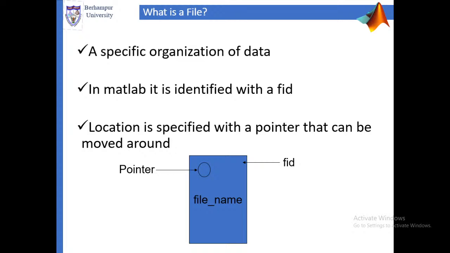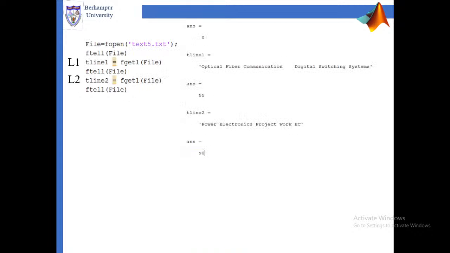Location is specified with a pointer. Suppose a file has 5 lines. The pointer will point to the first line, then you move the pointer downward and it will point to the second line, move the pointer downward again and it will point to the third line. So location is specified with a pointer, whereas FID is the identification of the file. With this knowledge you can use fgetl.